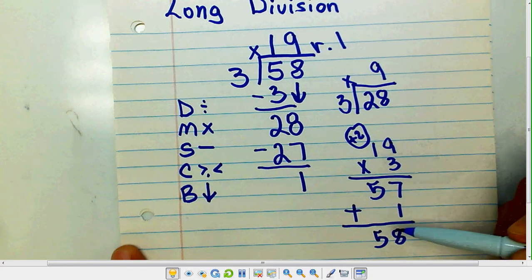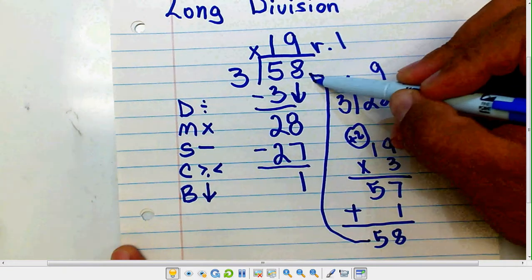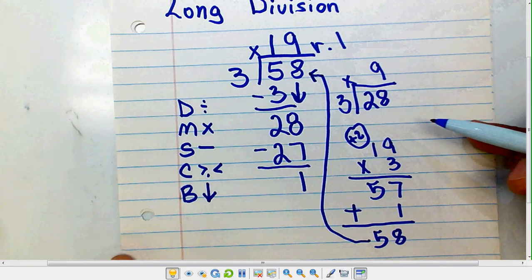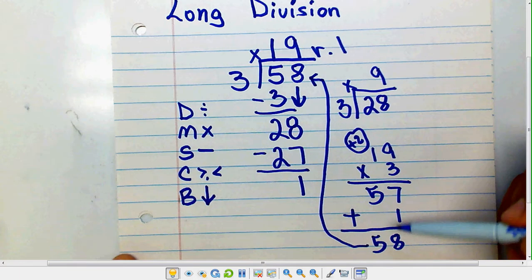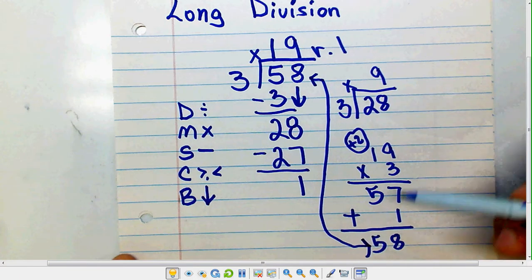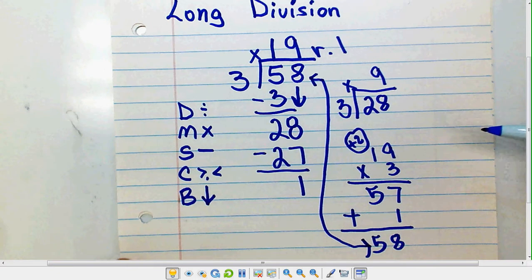And after you use the inverse, your answer must be exactly the same as the dividend. And that's how you know that your answer is correct. And in the case that it's not the same, you made a mistake somewhere and you have to go back and check and see where your error occurred.